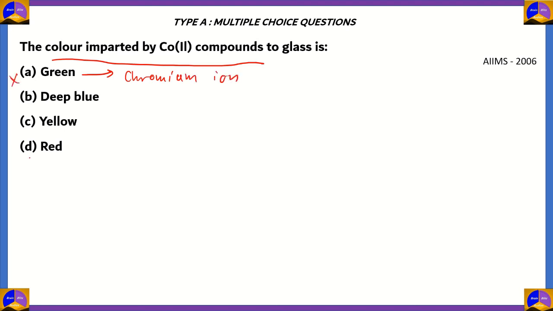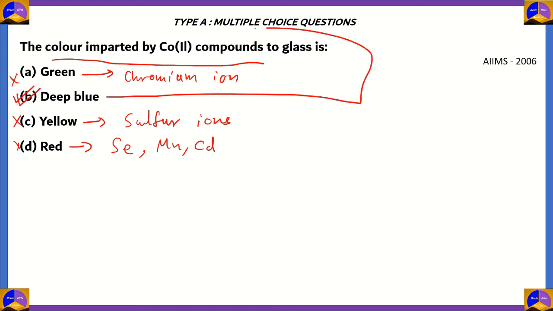If you look at option D, which is red, it is also incorrect because red is present in glass due to selenium, manganese, cadmium, etc. And option C, yellow, is due to sulfur ions present in the glass, so therefore option C is also incorrect. That means the right answer is option B, deep blue. Deep blue is due to the presence of Co2+.